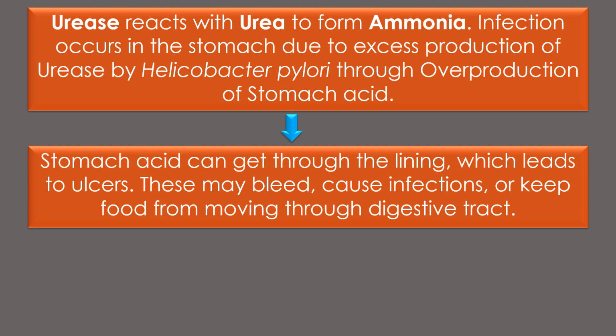Once the Helicobacter pylori have done enough damage, stomach acid can get through the lining, which leads to ulcers. These may bleed, cause infections, or keep food from moving through the digestive tract.